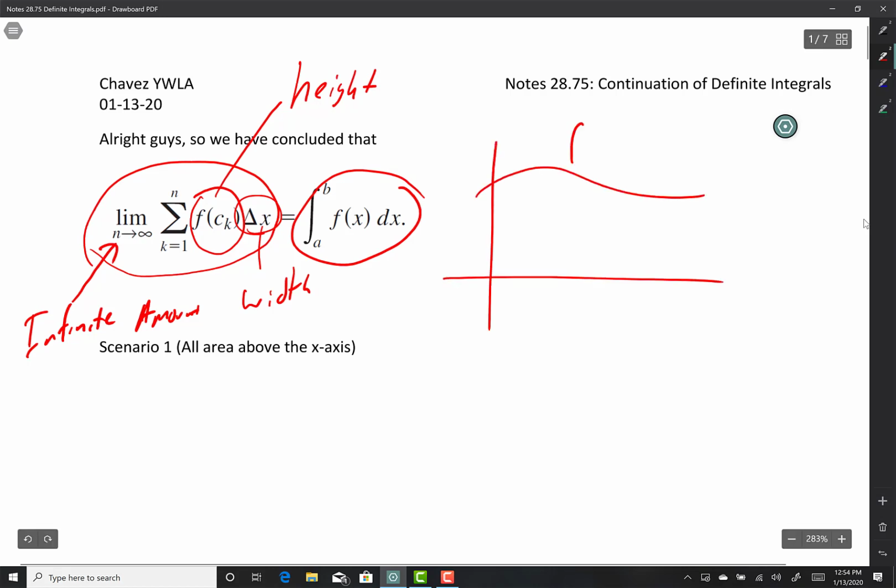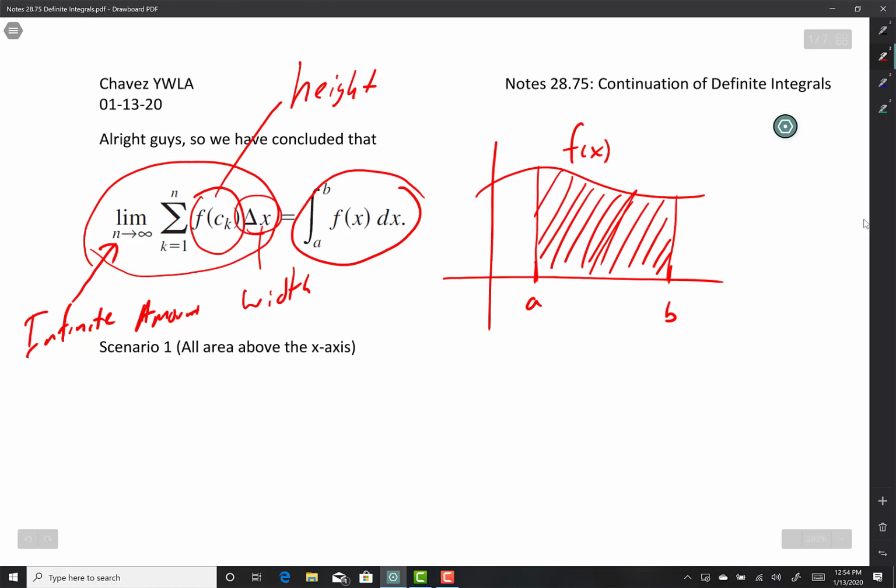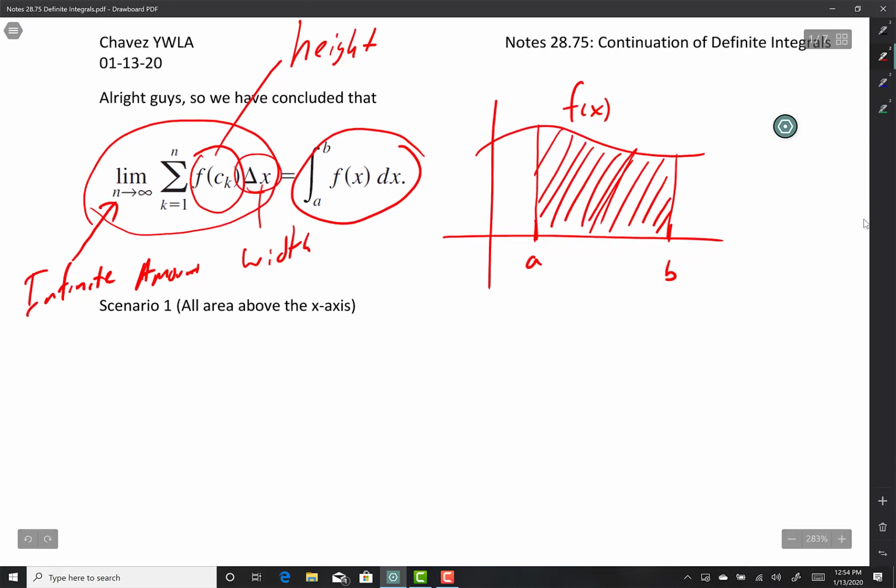I have a curve, let's call that f of x. I have a, I have b, and what it means is you start at a and you stop at b. So I'm finding the area under this curve from a to b. That's all it means. Does that make sense to you guys? Anything crazy right now, guys? Infinite what? Infinite rectangles, an infinite amount of rectangles. And that's how you get that perfect area there.